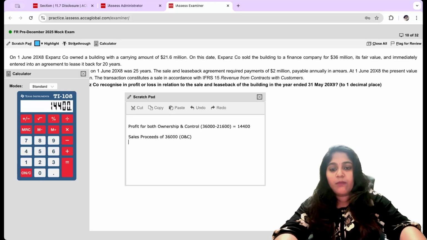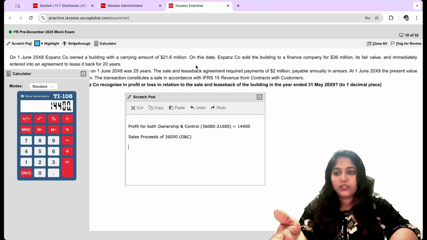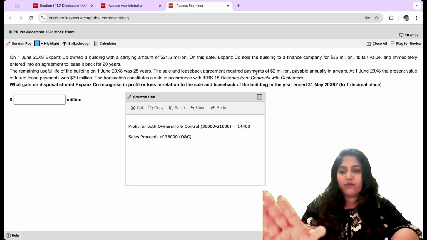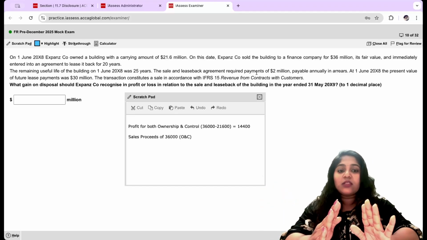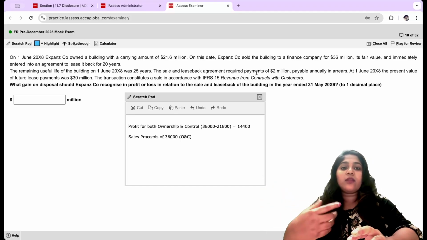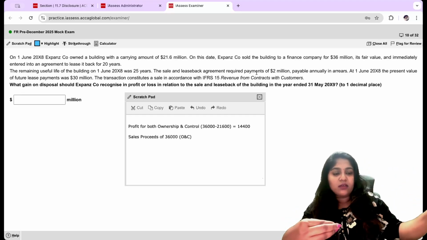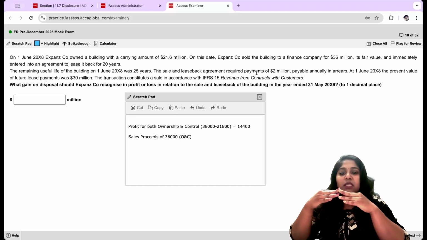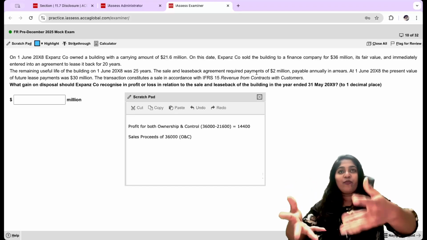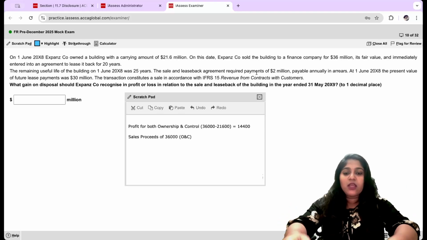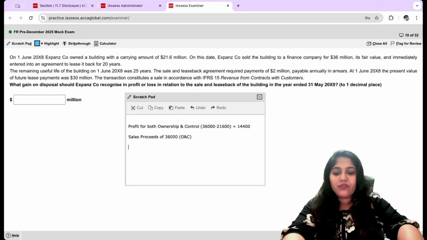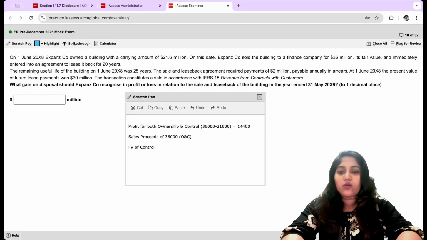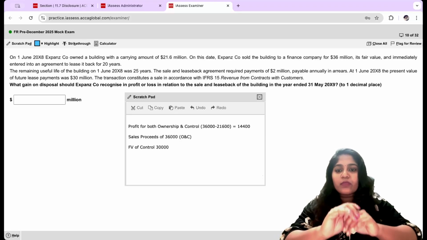But however, if you read the next information, what does it clearly say? It clearly says the remaining useful life of the building on 1st June X8 was 25 years. Good. The sale and leaseback agreement required payments of 2 million payable annually in arrears. On the same date, the present value of the future lease payments was 30 million. That means I myself have purchased control for 30 million. That means, can I say the fair value of control itself is how much? Control itself is 30 million.